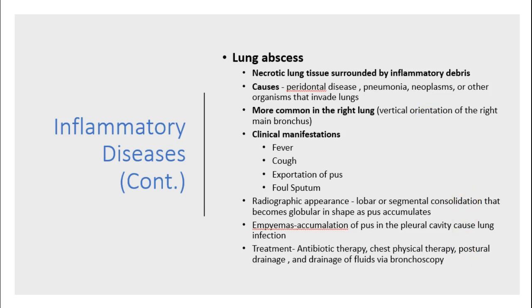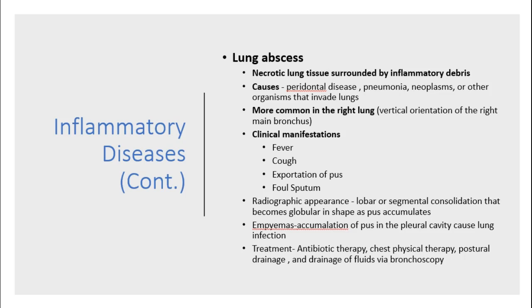All right, lung abscess. So necrotic lung tissue surrounded by inflammatory debris is caused by periodontal disease, pneumonia, neoplasm, or other organisms that invade the lungs. It's more common in the right lung due to the vertical orientation of the right main stem bronchus, and you'll have fever, cough, pus, and foul sputum. Radiographic appearance: lobular or segmental consolidation that becomes granular in shape, and pus accumulates.